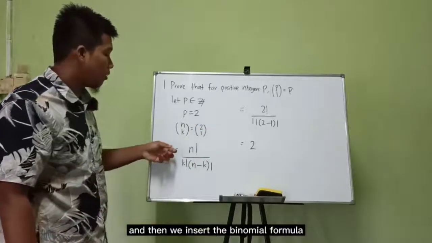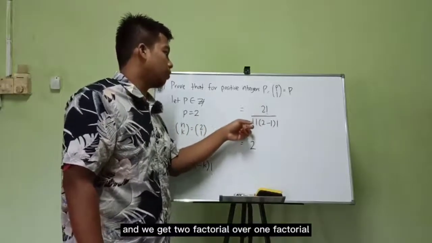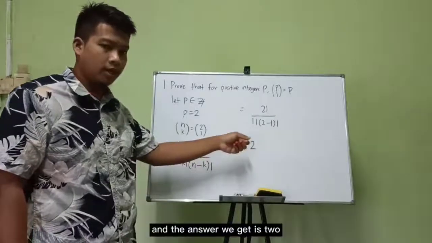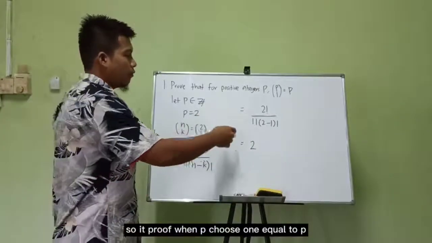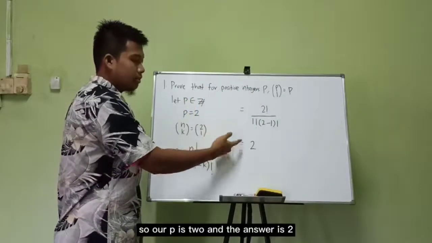And then we insert the binomial formula and we get 2 factorial over 1 factorial times 2 minus 1 factorial, and the answer we get is 2. So it proves that p choose 1 equals p, where our p is 2 and the answer is 2.